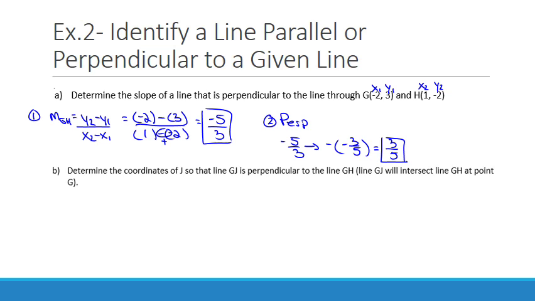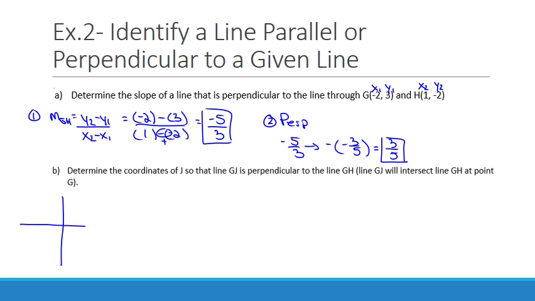So the slope of a perpendicular line would be 3 over 5. Now we're going to determine the coordinates of J, so that line GJ is perpendicular to this line GH. What that means is line GJ will intersect line GH at point G. That seems pretty wordy, so why don't we draw a little bit of a picture just to see what's going on.